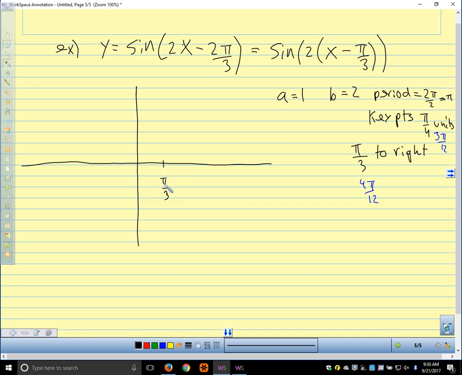So I get 4 pi over 12 plus 3 pi over 12, which is 7 pi over 12. Then I'm going to add another 3 pi over 12, which is 10 pi over 12, or 5 pi over 6. Then I'm going to add another 3 pi over 12, which is 13 pi over 12. It's 10 pi over 12 plus 3 pi over 12. And then I'm going to add another 3 pi over 12, so I get 16 pi over 12, which is 4 pi over 3.